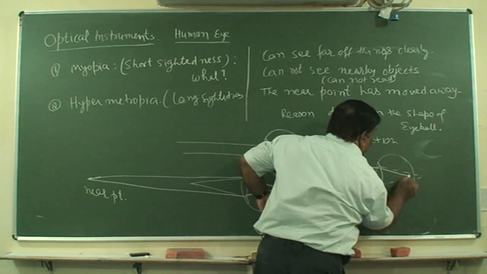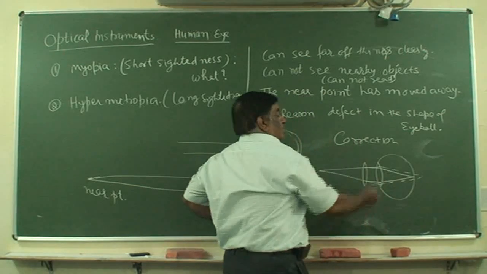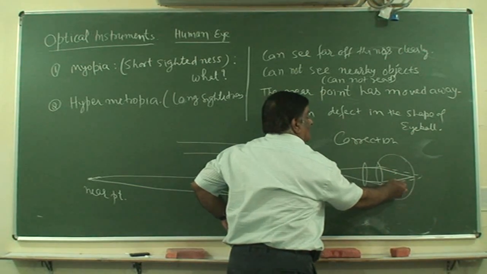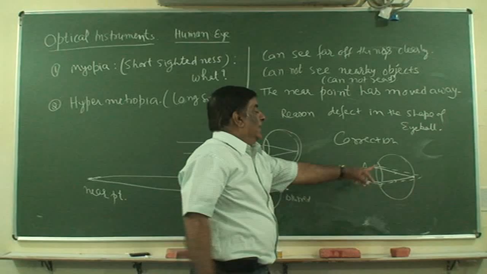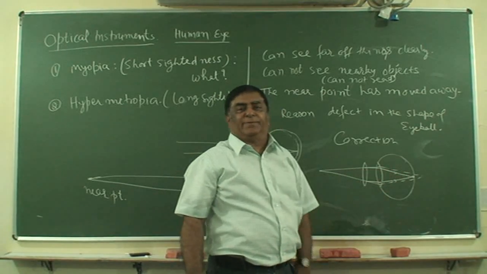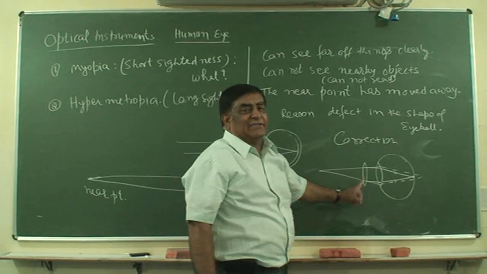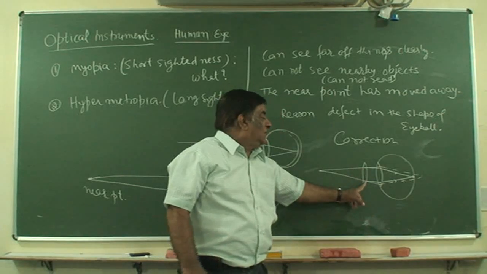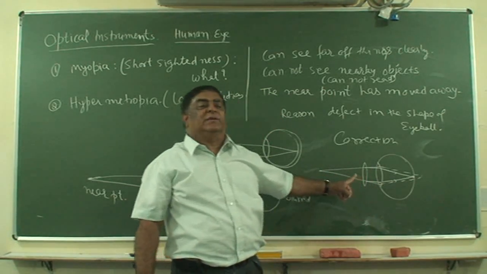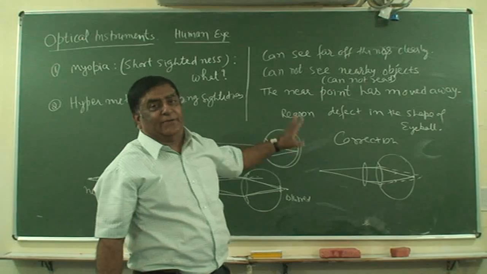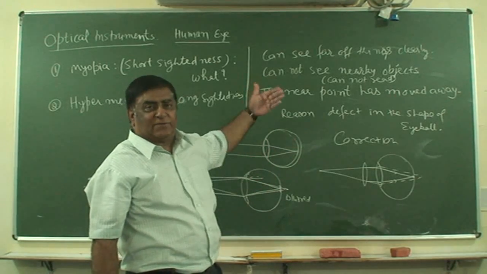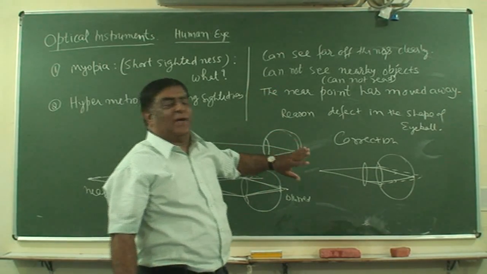And now this bending makes it meet here. And here the image is now sharp. So this is the correction. So what is the correction? To put a convex lens before the eyes in case of hypermetropia. So that was myopia, this is hypermetropia.